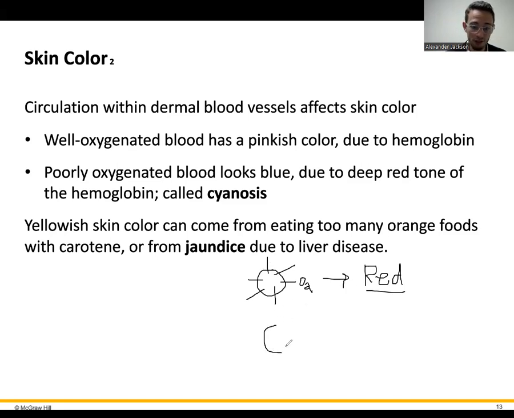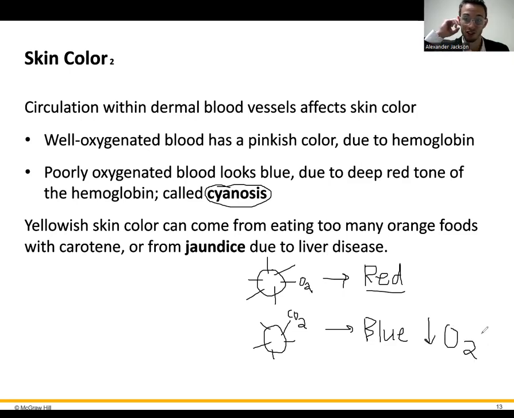Now, if the hemoglobins do not have oxygen bound to them, a lot of the time they can be carrying some CO2 and less oxygen itself, and sometimes these can appear more blue or purplish. And this is called cyanosis. So this is where cyanosis comes from. It literally means the condition of blue. So you look a little blue. It's not because you're sad, it's because your oxygen levels are low in your blood. So you have low oxygen levels.